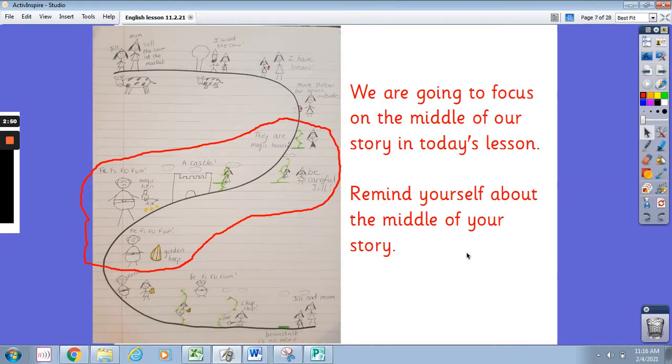In today's lesson, we are going to focus on the middle of our story, because yesterday we wrote the beginning. And now, today's lesson, we're going to write the middle of our story, which is the part that I have circled in red. So I want you to look at your story S and remind yourself about the middle of your story. So it's going to end where your character finds the giant with his golden harp. So pause the video now and remind yourself of that part of the story.